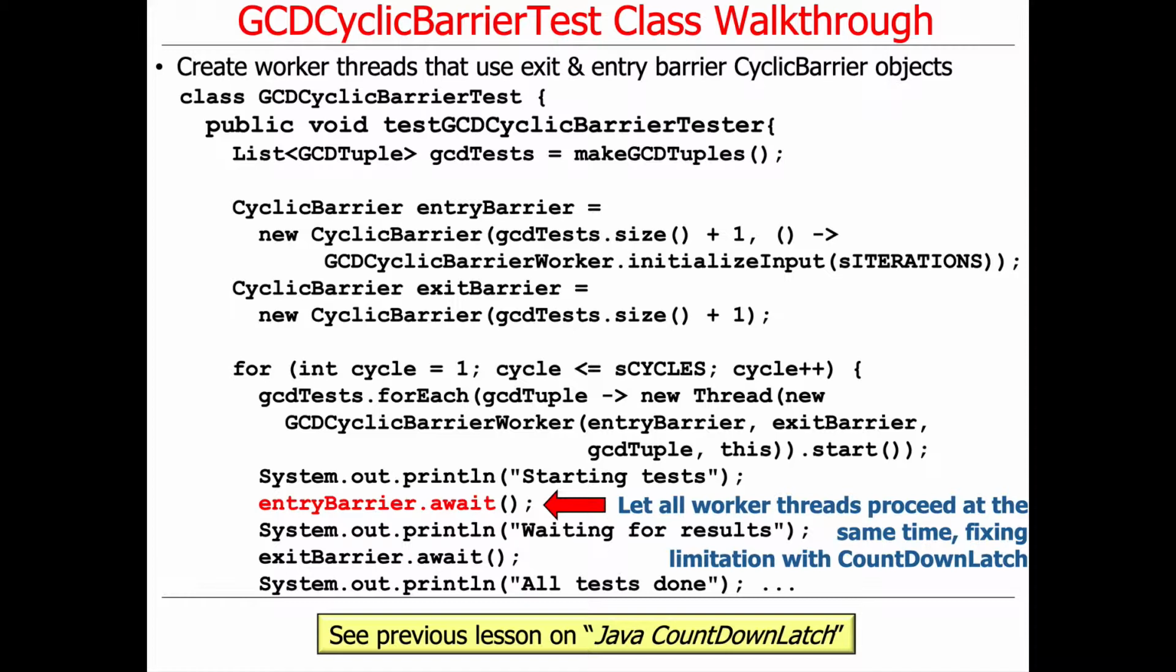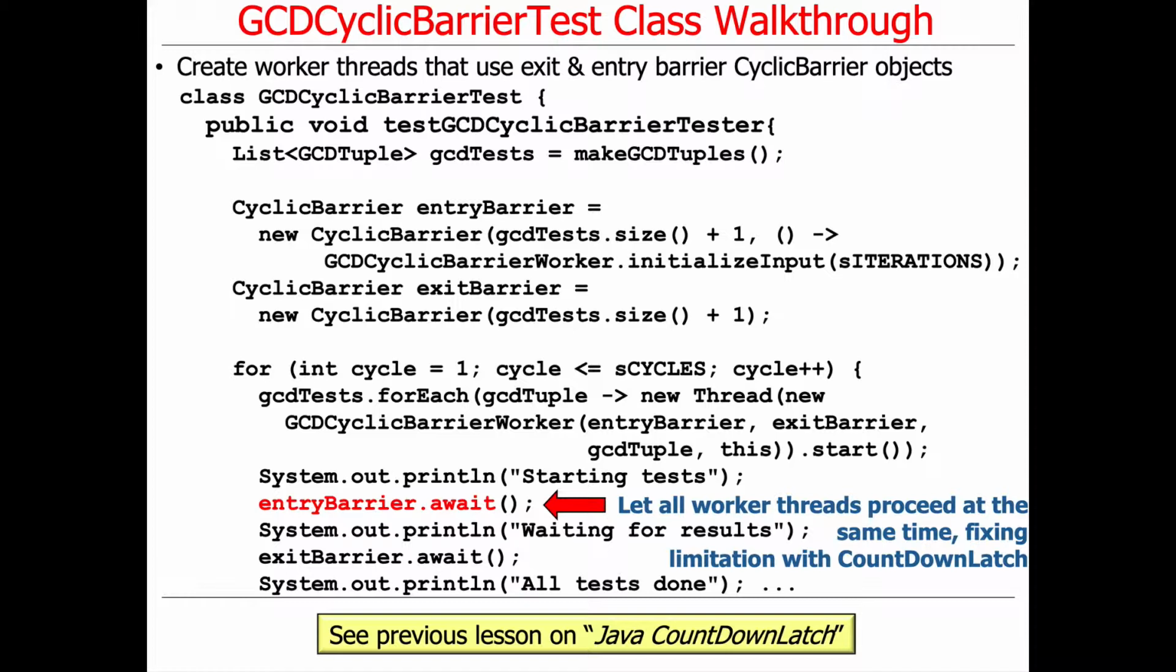We call the await method on the entry barrier in the main thread. Now keep in mind, as we'll see in a minute, all the other threads running in the background are also going to be calling entry barrier await. And the way this works is this lets all the worker threads proceed at the same time, which fixes that limitation we talked about earlier with countdown latch, where it didn't actually have a true entry barrier that made everything start at the same time.